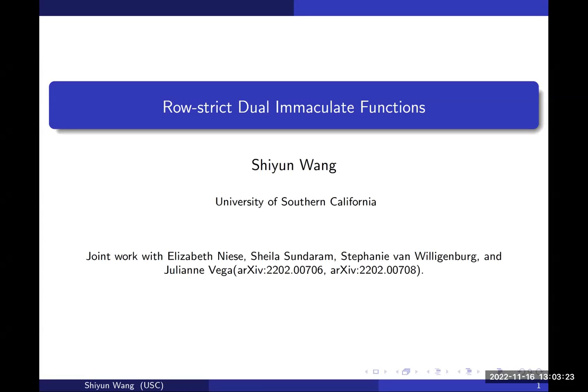Okay, so today I'm going to introduce you to the row strict dual immaculate function. We define this new basis for the quasisymmetric functions from the combinatorial aspect, and we also build a zero-Hecke algebra action on the functions in the representation theory context. This is joint work with Elizabeth Nies, Sheila Sundaram, Stephanie Wallenberg, and Julian Vega.